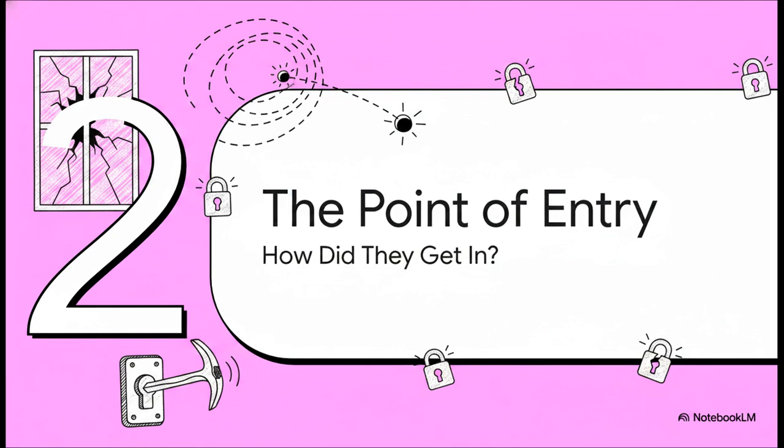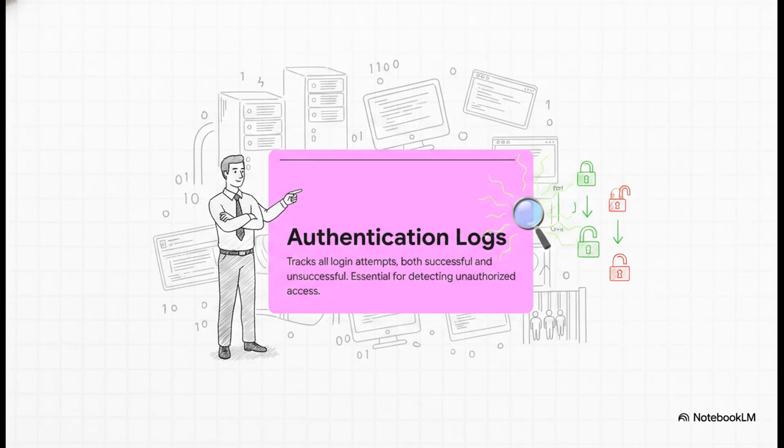First things first in any investigation. How did the bad guy get in? We've got to find the digital equivalent of a busted lock or a smashed window. What was that initial point of entry? And for that, we're going to turn to our first key piece of evidence, the authentication logs.